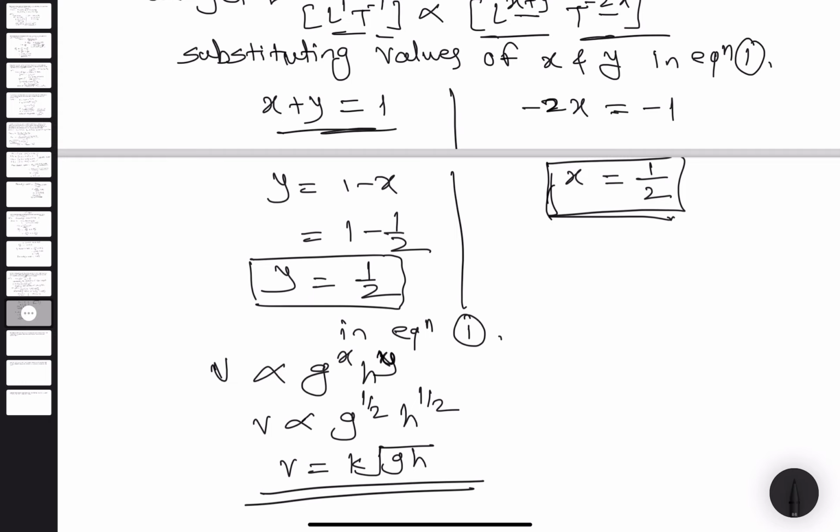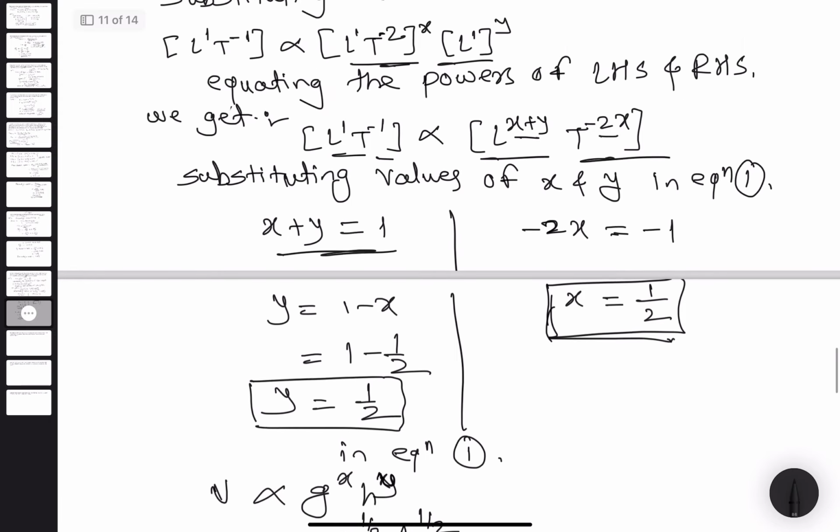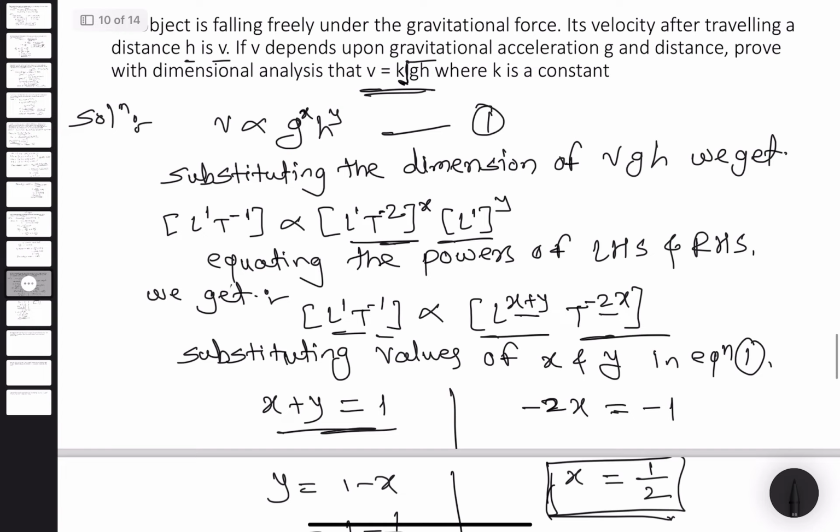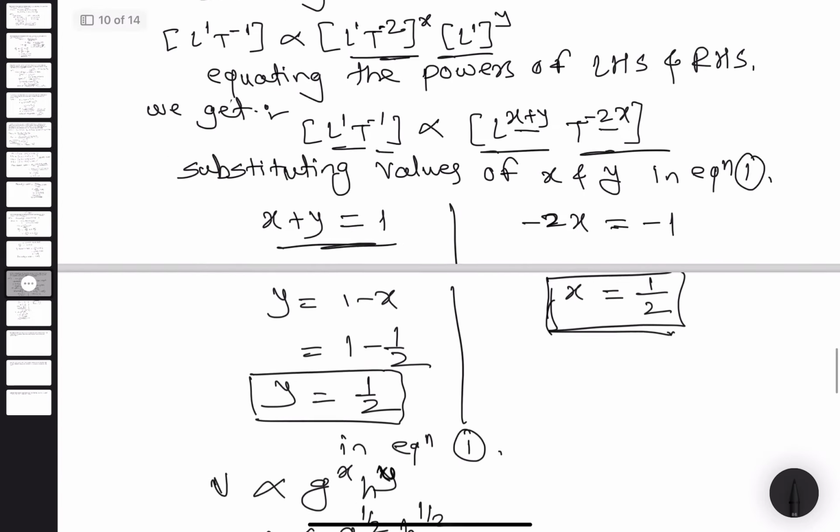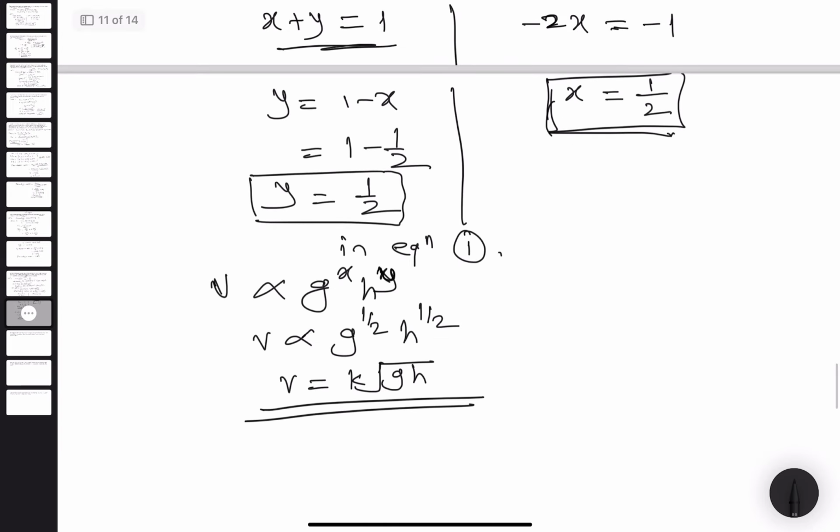Okay, so using dimensional analysis, we have proven that v is equal to k root gh, where k is a constant. Thank you.